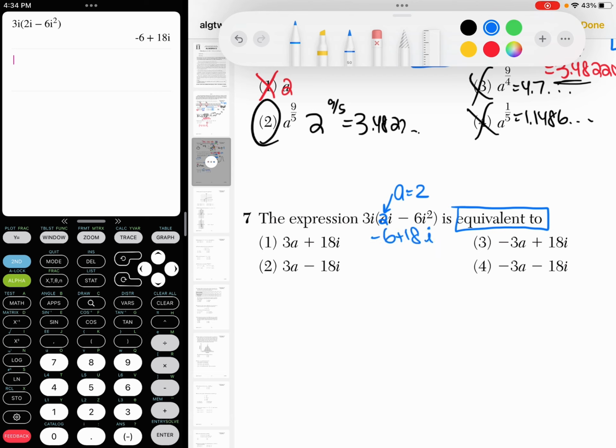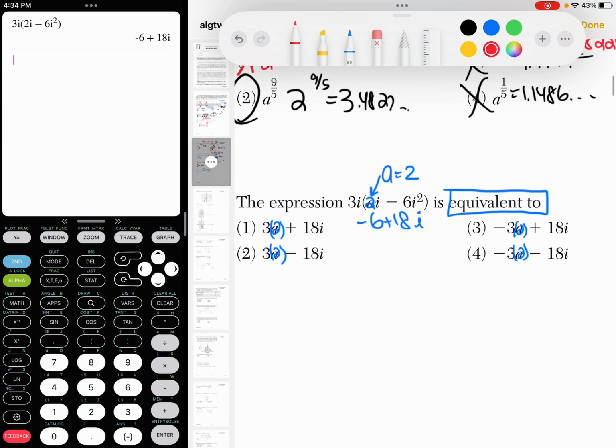So I'm going to plug in all 4 choices doing the same thing. This will be a 2, a 2, a 2, and a 2. The answer is kind of like right in your face. This one you don't have to plug all of them in per se because -3 times 2 is -6, and then that's just going to be plus 18i. So you can, of course, plug them in.